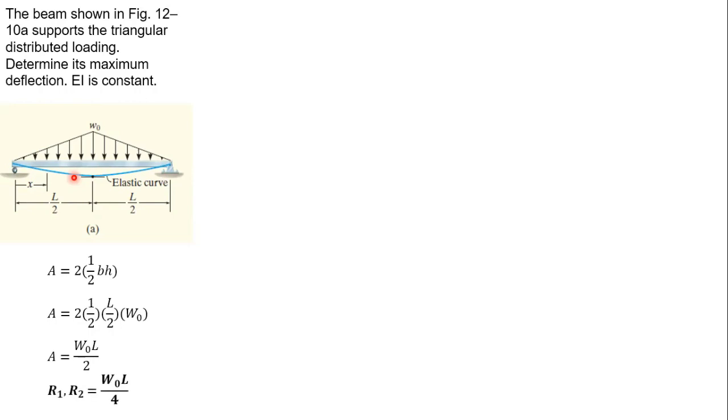So next, kunin natin yung reaction. So kung mapapansin niyo, wala naman ng ibang force na nagti-take effect dito sa beam natin. So mula dun sa concentrated load natin, pwede nating makuha yung R1 and R2. So dito sa solution, hindi na lang pinakita yung paggamit natin ng summation. Pero pagdating sa end niyo, kailangan kumpleto yung solution nyo. So yung R1 and R2 natin is equals to W0 times L over 4.